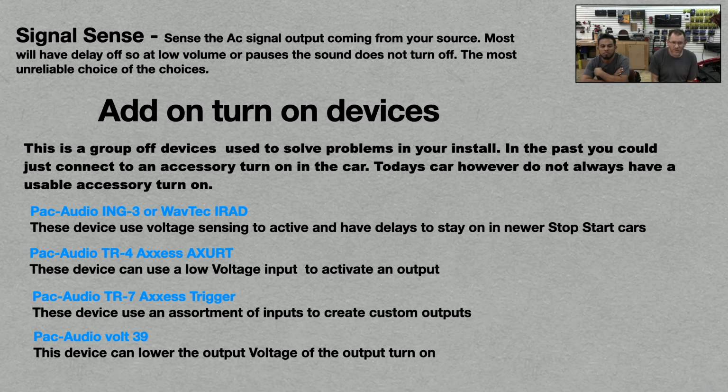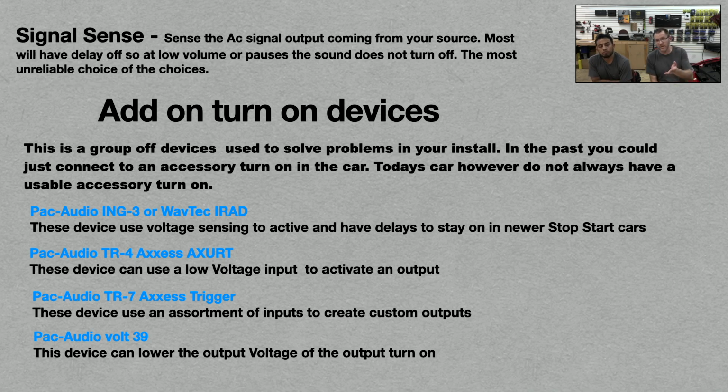Because of this, there are some add-on, turn-on devices. So life has gotten better. Not everything has DC offset or Signal Sense or something like that. Sometimes we just have to go find something else. This is a group of devices used to solve problems in your install. In the past, you could just connect to an accessory turn-on in the car. Today's cars, however, do not always have a usable accessory turn-on.